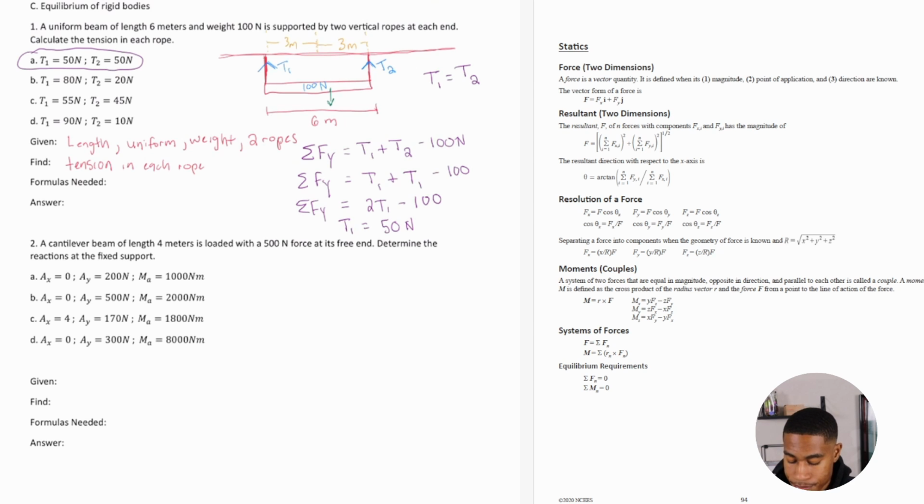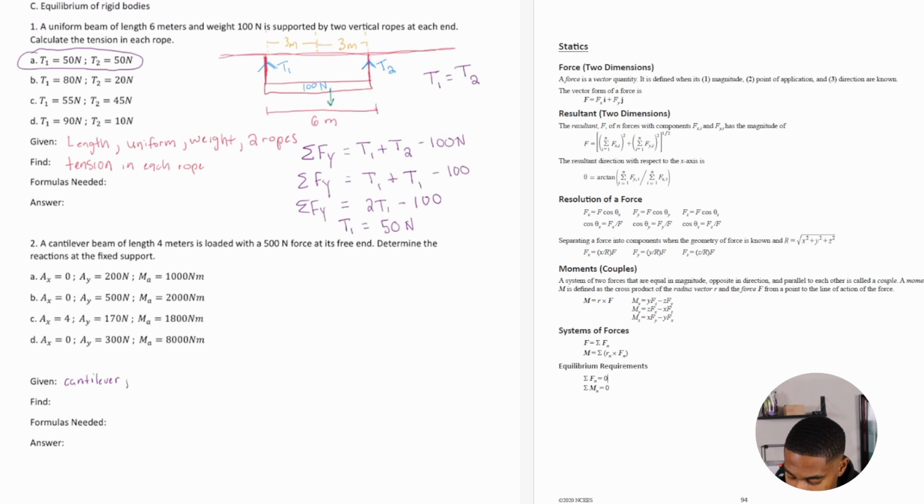in the questions, right? Okay, so number 2 says a cantilever beam of length 4 meters is loaded with a 500 Newton force at its free end. Determine the reactions at the fixed support. Okay, so we're given a cantilever beam, right? Hopefully you know what a cantilever beam is, but if you don't, we'll look at it.